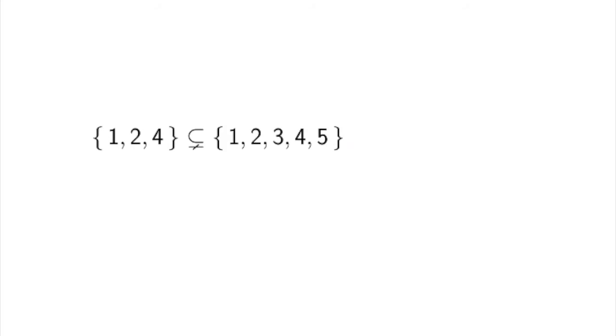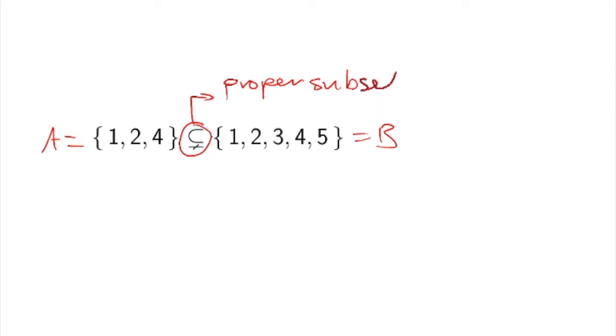If I wanted to be more precise and say that one set is a subset of another set but they are not equal to each other, then we can use this symbol over here. So if I say that's A and that's B, then we can use this symbol to mean a proper subset. A proper subset fulfills these two conditions: A is a subset of B, but A is not equal to B. So we use this symbol here to mean proper subset and it fulfills these two conditions below.